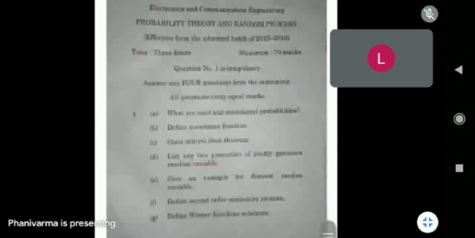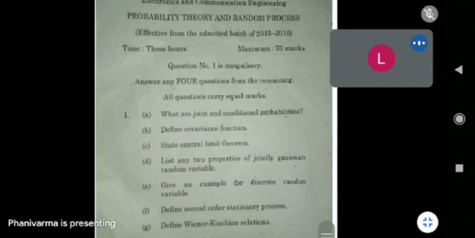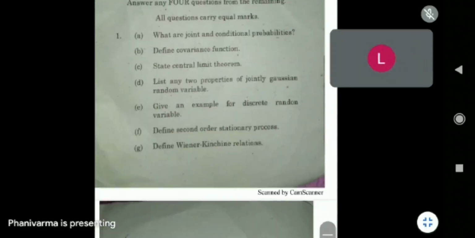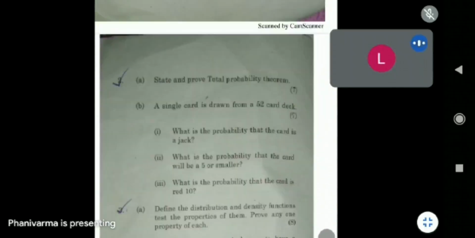Yeah. So firstly, we have the 2 marks. What are joint and conditional probabilities? Define covariance function, state central limit theorem, list any 2 properties of jointly Gaussian random variable, give an example for discrete random variables, define second order stationary process, define Wiener relations. Next one is state and prove total probability theorem.